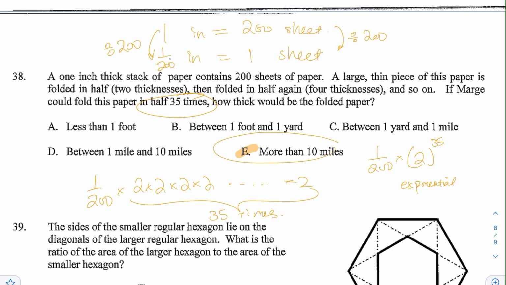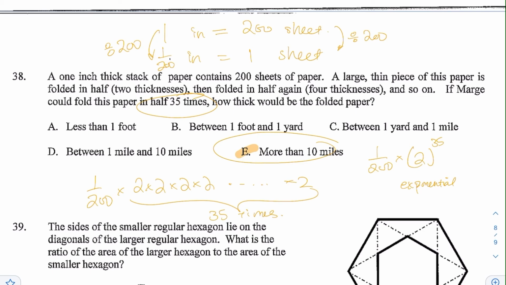So the answer is going to be choice E. It's going to be way more than 10 miles. When you do 2 raised to the 35th power, the calculator can't even handle that. So it's beyond what a lot of the calculators can actually handle. So that's going to be a very long distance, even though it's in inches.